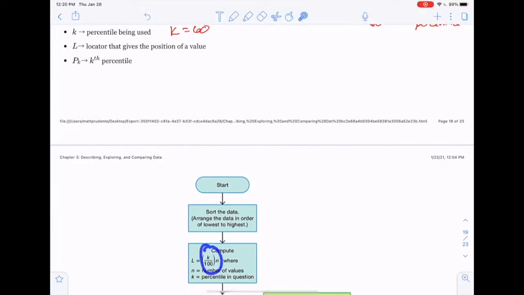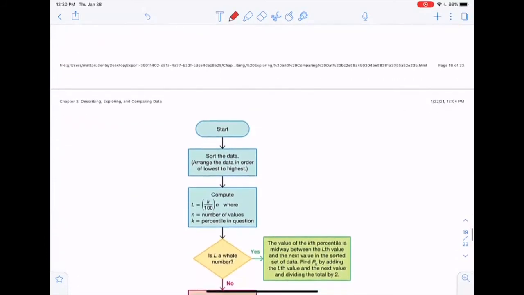Whenever we have a division problem, there is always a chance that we might get a decimal. So what happens in this case if we get a whole number or we get a decimal? Is L a whole number? Well, there's a very easy way to deal with this. If L is a whole number, then the value of the kth percentile is going to be the mean of the data values at locations L and L plus 1. The location of those pieces of data, not the number L and L plus 1, but the data locations that correspond to L and L plus 1.